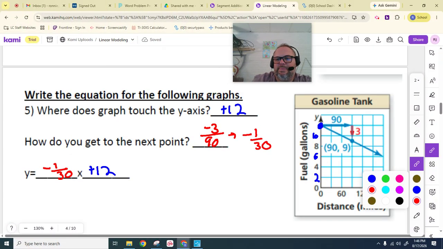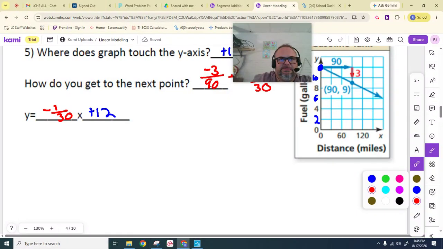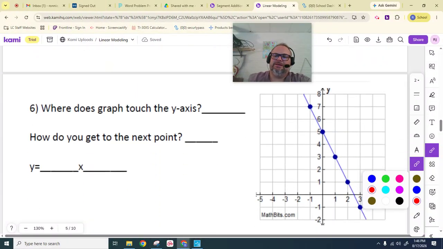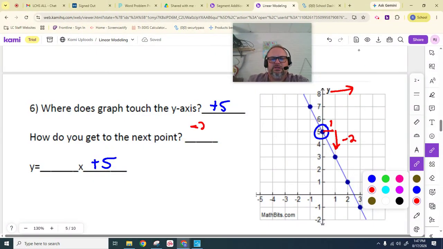All right. So, number 6. I wonder where it touches the y-axis. All right, how do we get to the next point? All right, so you see how we're going down. All right, and we're going to read this from left to right like we would in other reading stuff. So we go over 1, down 2, which is minus 2.